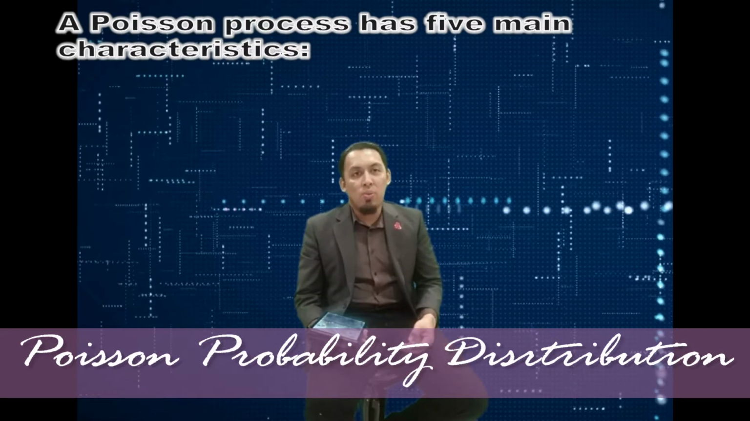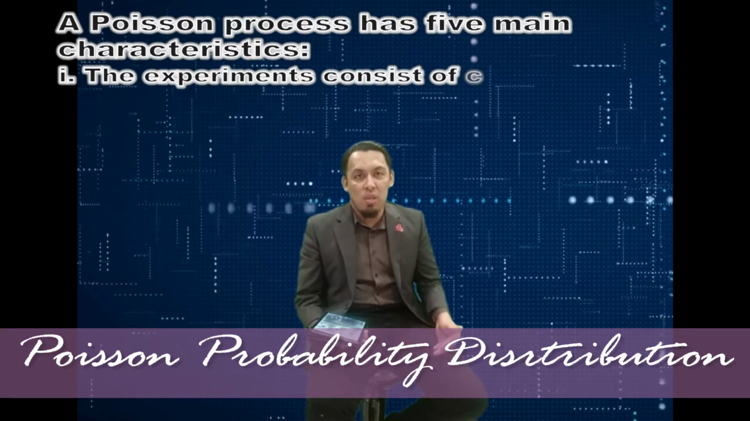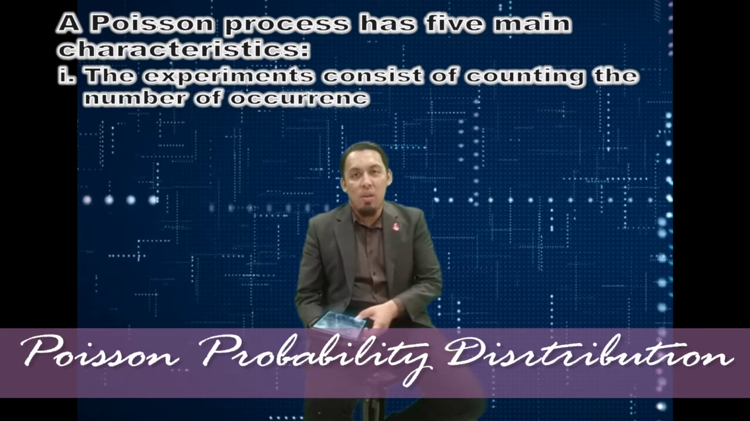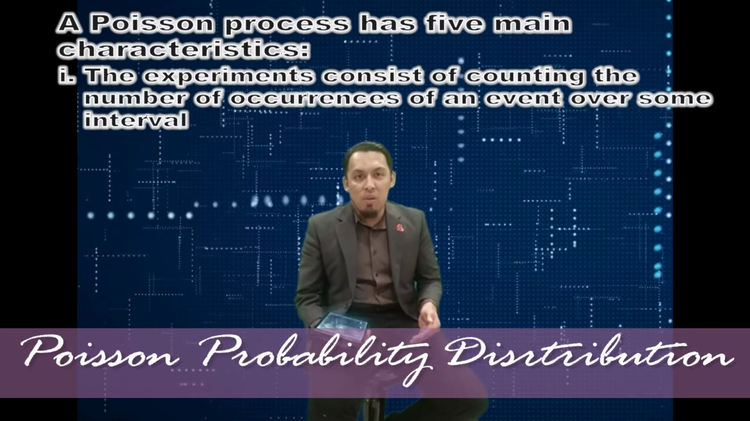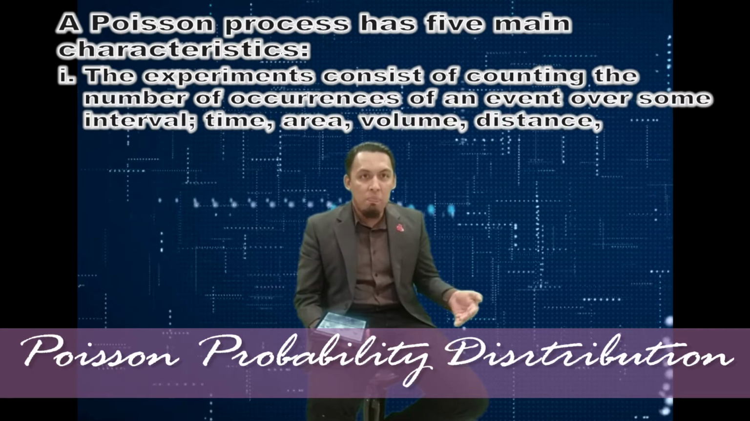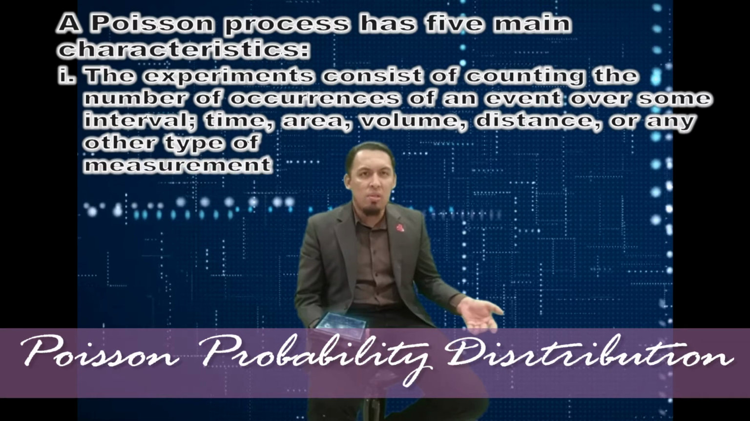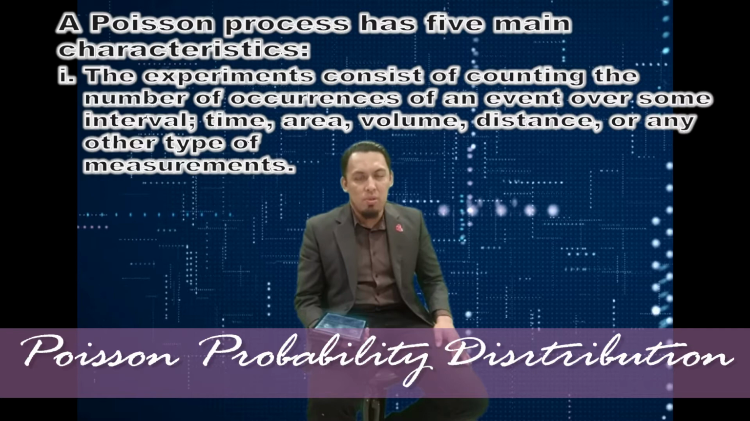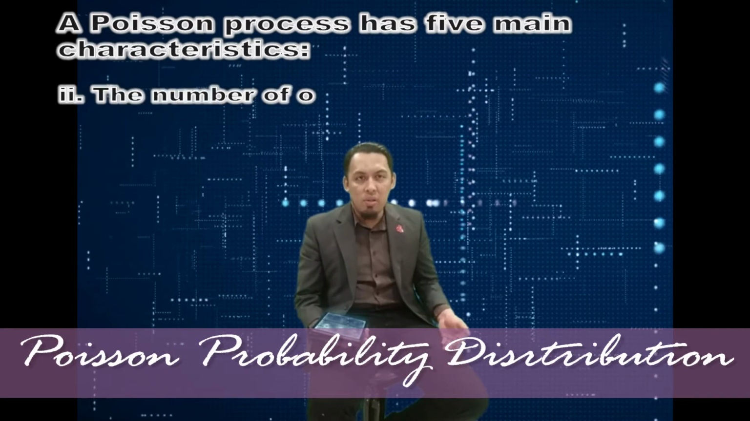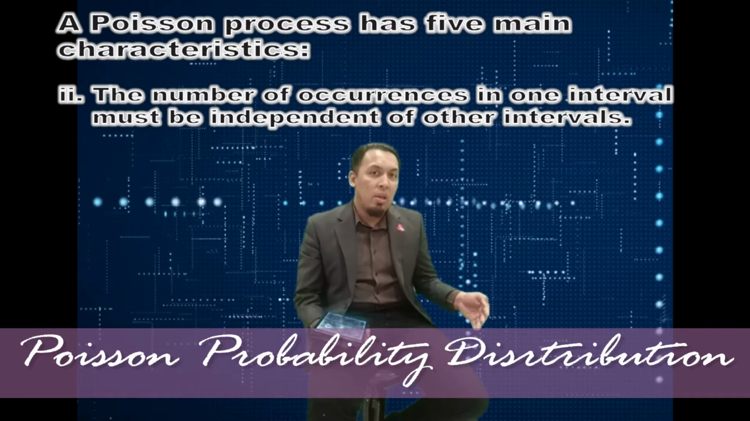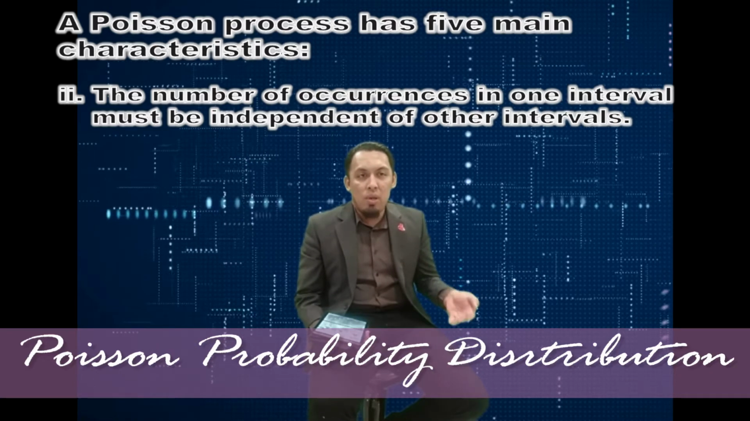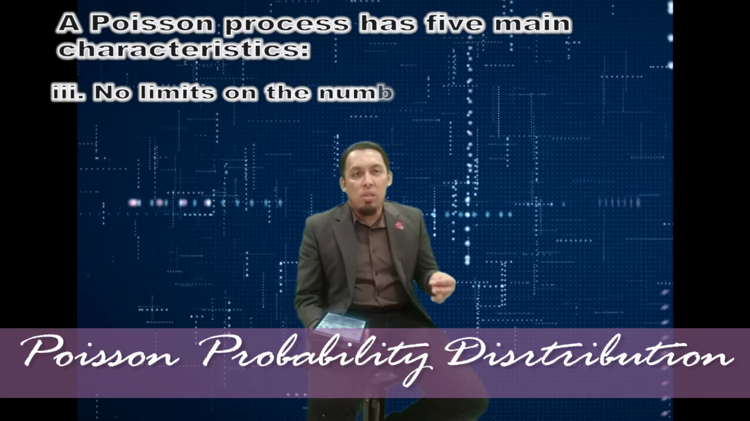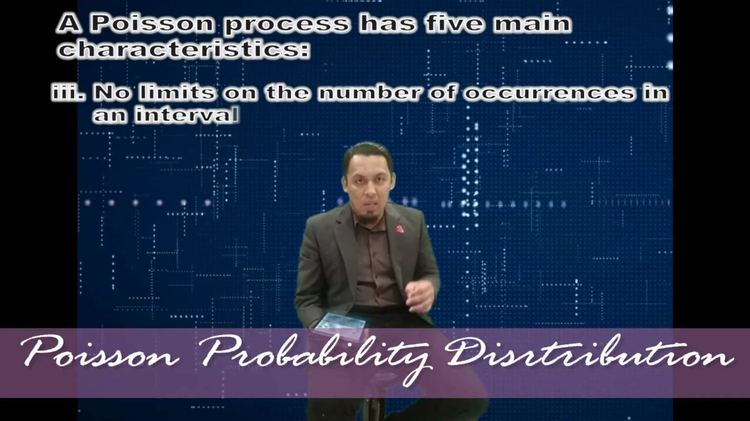Poisson probability distribution has several characteristics that we need to be familiar with. In our book, we have 5 characteristics for Poisson. The first one, the experiment consists of counting the number of occurrences of an event over some interval. That interval can be time, area, volume, distance, or any other type of measurement. Next, the number of occurrences in one interval must be independent of other intervals. For number 3, there is no limit on the number of occurrences in an interval.